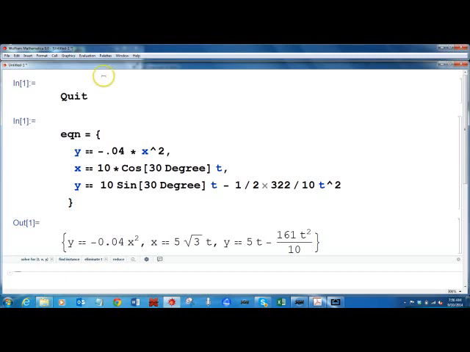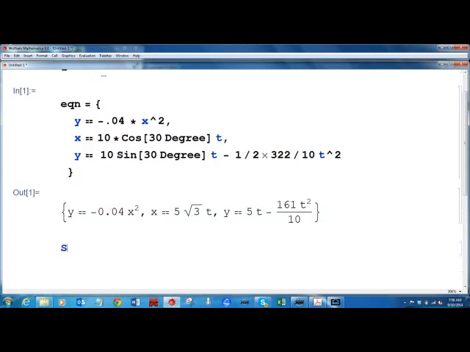So anyway, now what do you want to do? How do I solve? You say solve, with a capital S. What do you want to solve? You say EQN. You could type it all in there.